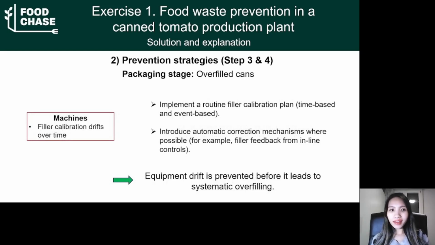For the cause that fill calibration drifts over time, we can implement a routine fill calibration plan or introduce an automatic correction mechanism where possible, for example, fill feedback from an inline controller. In this way, equipment drift is prevented before it leads to systematic overfilling.